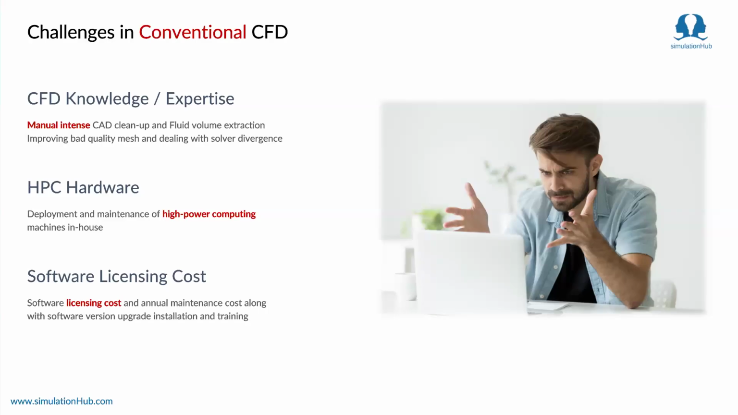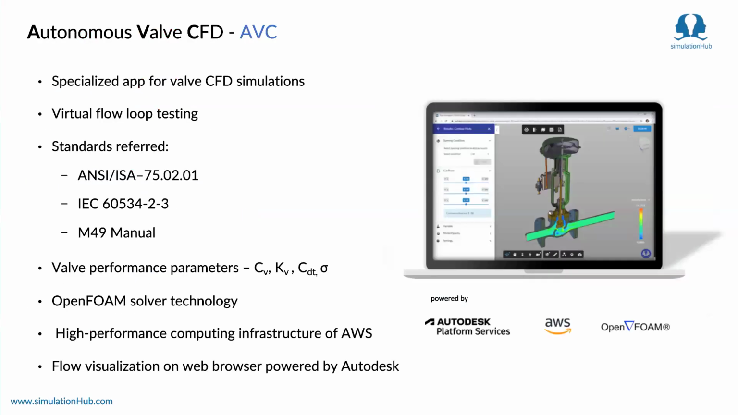And then second, you can say the cost is the HPC hardware. You need a high performance computing machine in house to do these complex simulations, and the license cost to run commercial software on your systems is again an additional cost. So this is where Autonomous Valve CFD comes in.